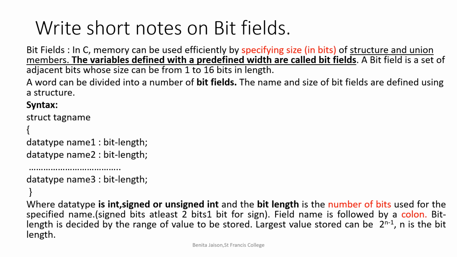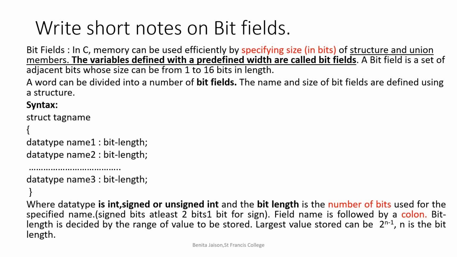The data type can be an integer, signed or unsigned, and the bit length is the number of bits used for the specified name. So signed will take 2 bits, while unsigned, if you are mentioning, will take only 1 bit. Field name is followed by a colon, and bit length is decided by the range of the values to be stored. The largest value which we can store is given as 2 raised to n minus 1, where n is the bit length.